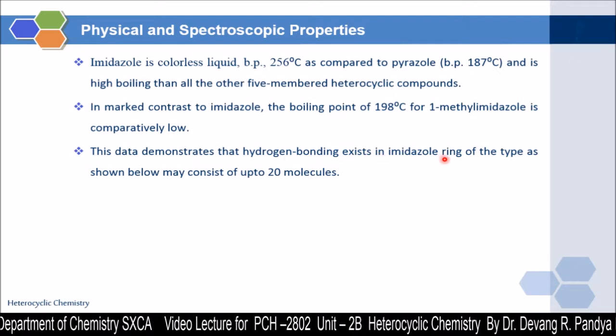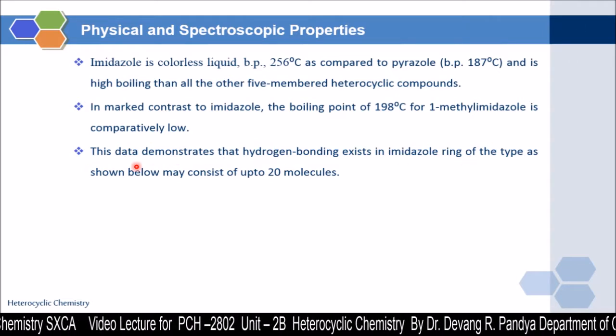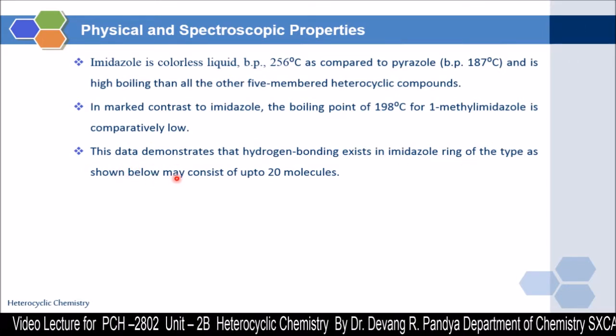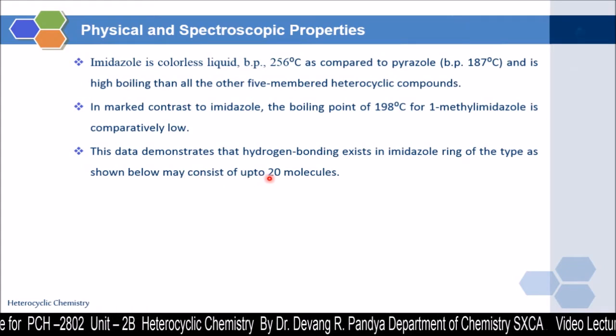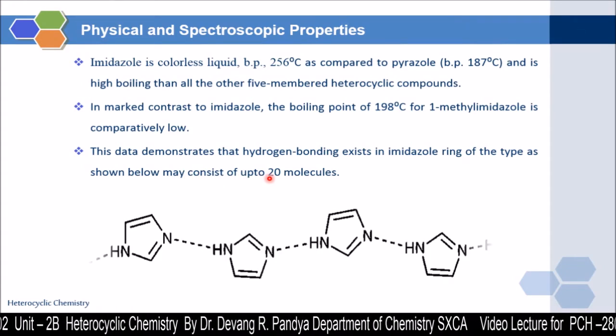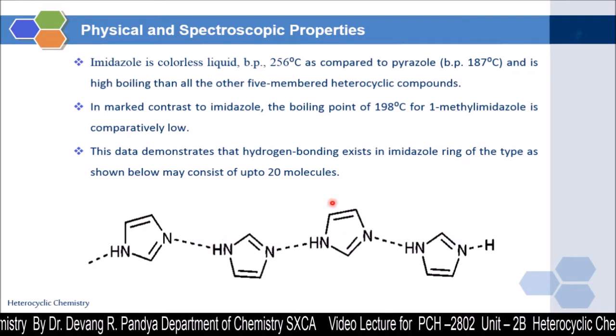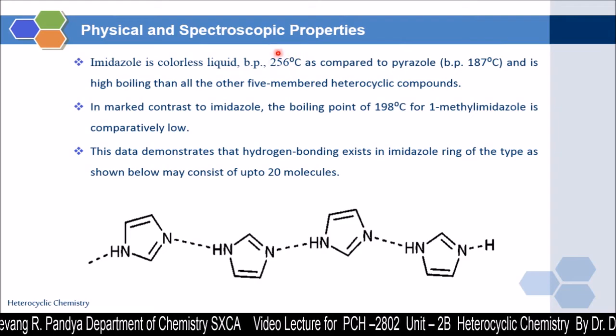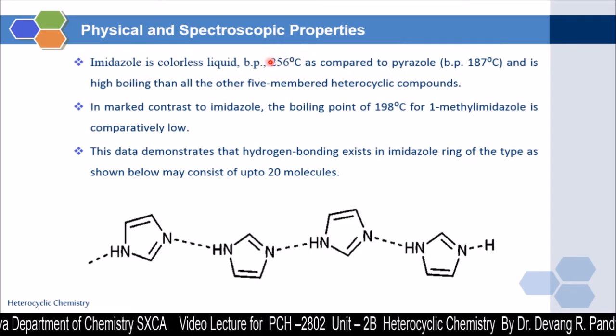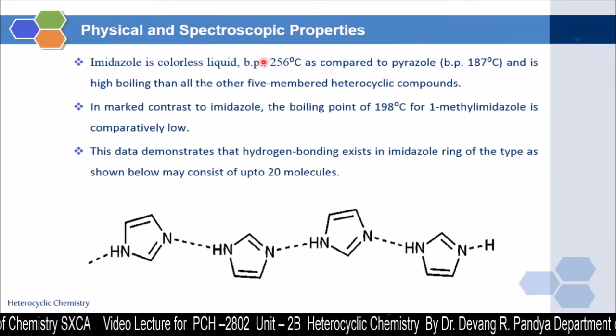Hydrogen bonding exists in the imidazole ring, of the type shown below, consisting of up to 20 molecules. A 20-molecule long chain is there, and as a result of that, the boiling point of imidazole is always higher compared to the rest of the heterocyclic compounds.